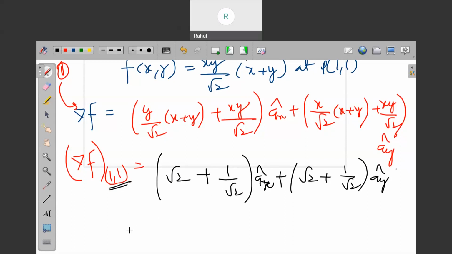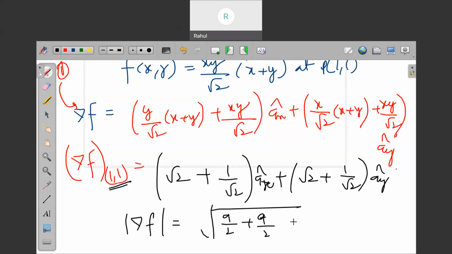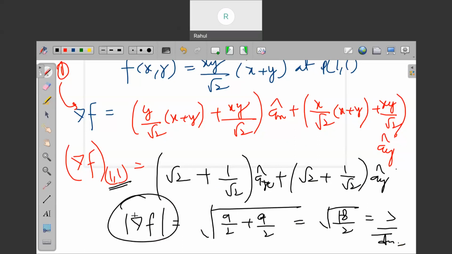So now you have got this, and you can compute the magnitude of the directional derivative. Once you compute the magnitude of this, you will get 9 by 2 plus 9 by 2, so 18 by 2, then you will get 3 as the answer. Please note that the magnitude of the gradient is also known as the maximum magnitude of the directional derivative.